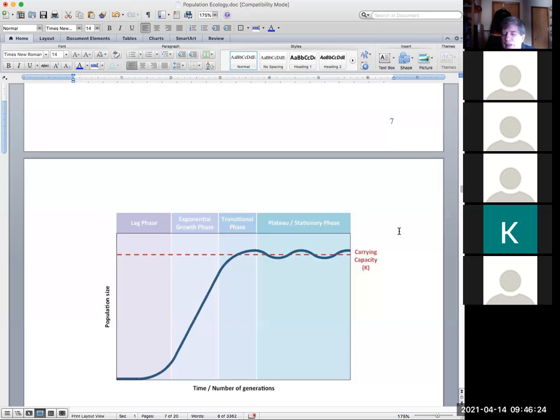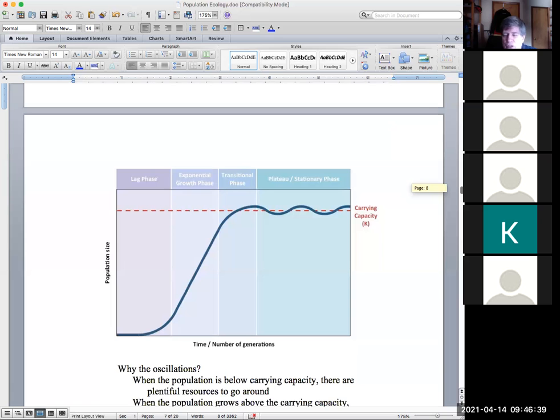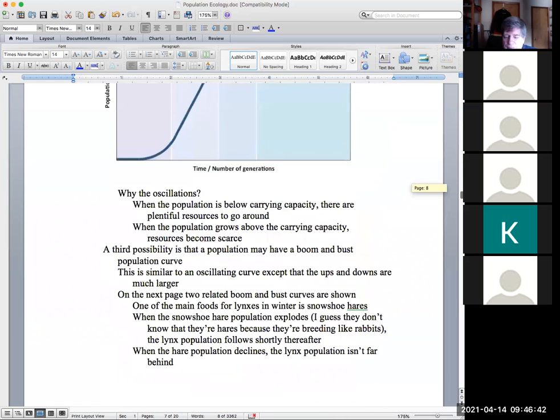So here it's a matter of we get slightly above the carrying capacity, resources are scarce. We get slightly below, they're not as scarce. So this allows the population to increase when we're below the carrying capacity. It forces the population to decrease when we're above.